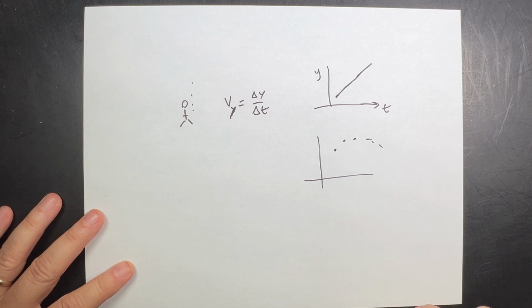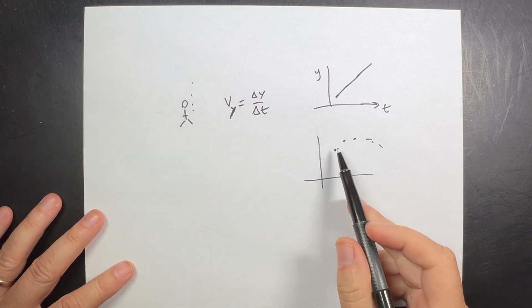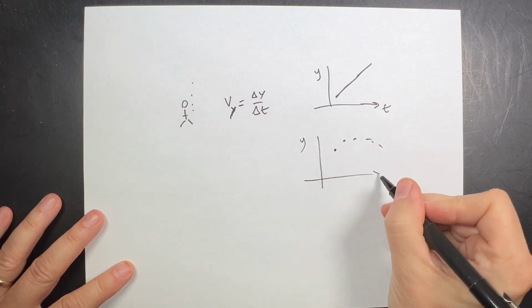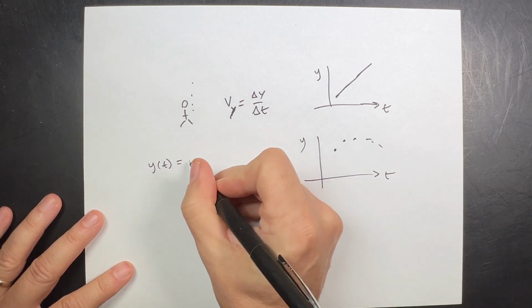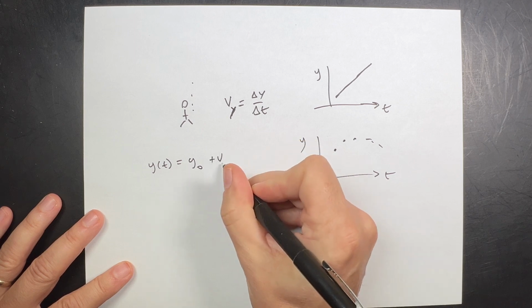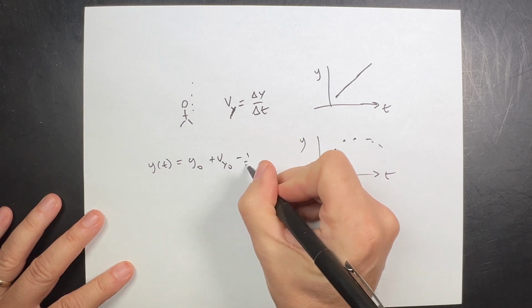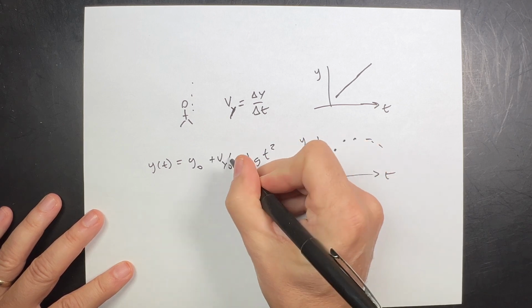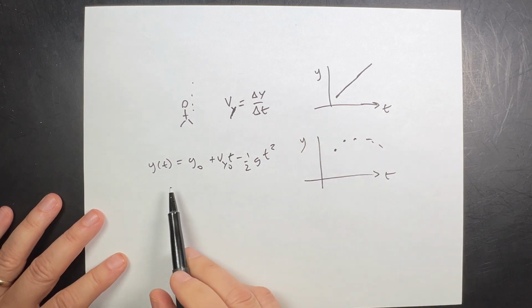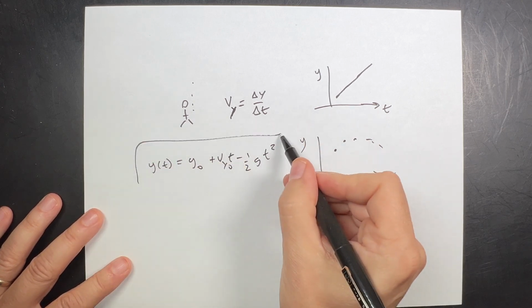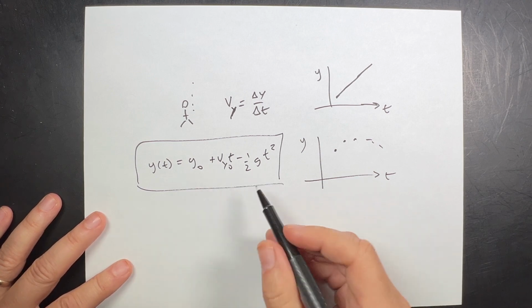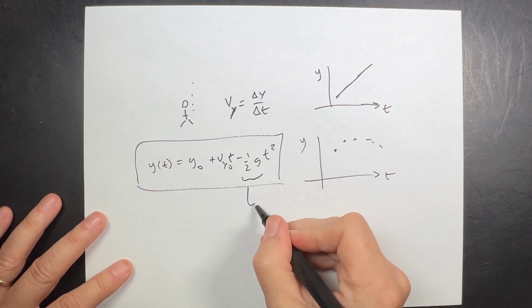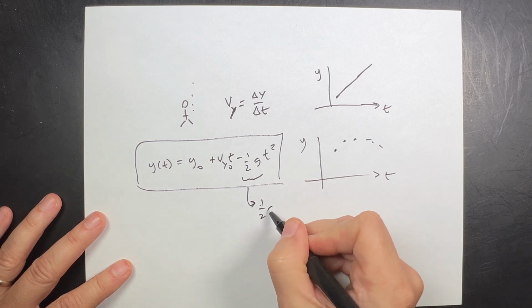Now, once he's moving and accelerating, then it will look like this, and that's not a line, that's a parabola. And if he's moving with a constant acceleration, y versus t, then y is a function of t: y initial plus v_y initial t minus 1/2 g t squared. So that's my equation, and that's a parabolic equation. So if I fit a parabolic function to this, the term in front of t squared is going to be 1/2 the acceleration.